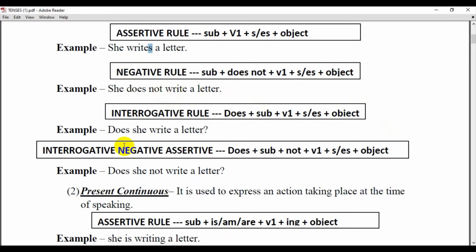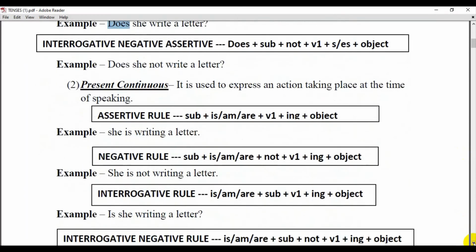Okay, and so on. While with the interrogative, the same rule, we add do or does at the beginning of the sentence, and at the end we add the question mark. So does she write a letter, or do you write a letter, and so on. This is something general about present simple tense.